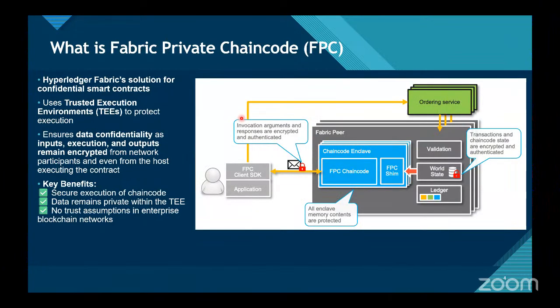As you can see from this diagram, which is a simple explanation of the architecture of FPC, or Fabric Private Chaincode, another project of Hyperledger Fabric, this project is based on a core idea: we execute the chaincode itself in a trusted execution environment, for example Intel SGX, which means that even the peers hosting the chaincode execution are not able to view the chaincode.